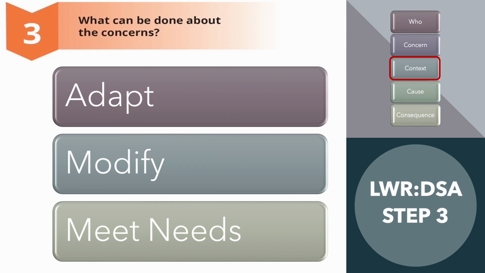Next, we want to understand, does this concern happen in certain contexts? Does it happen in specific environments, with certain activities, or at certain times of the day? If so, can we adapt or modify these environments or activities, or suggest alternative activities that still meet the needs of the older adult?